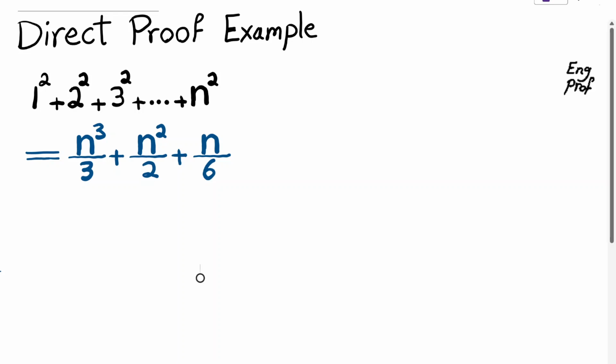Here is a direct proof example in which we are trying to show that the sum in the form of 1 squared plus 2 squared plus 3 squared up to n squared is equal to n cubed over 3 plus n squared over 2 plus n over 6. Can we prove this in a direct fashion?